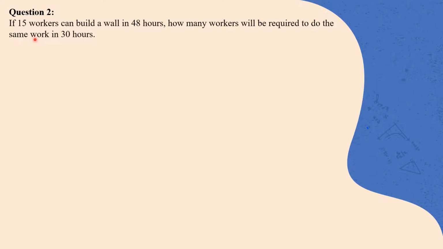Question number 2, a problem sum. If 15 workers can build a wall in 48 hours, how many workers will be required to do the same work in 30 hours? Now, clearly, if you read the question carefully, it is a problem sum based on time and workers. So clearly, this is an example of inverse variation. Let us start with the solution.